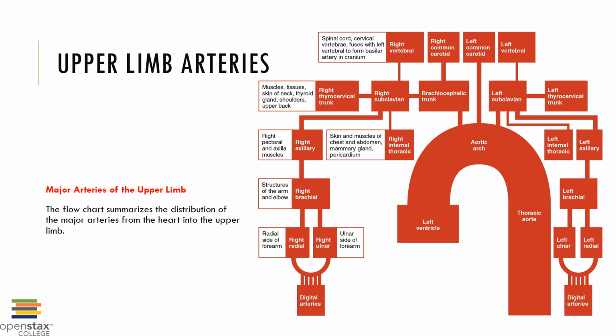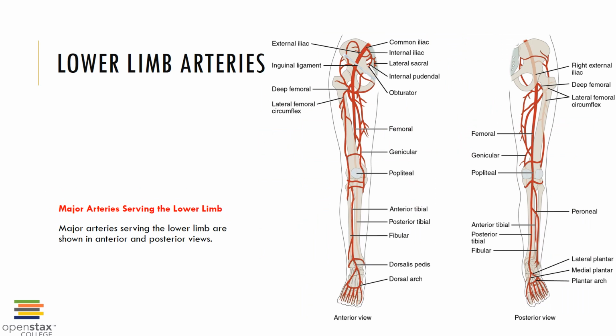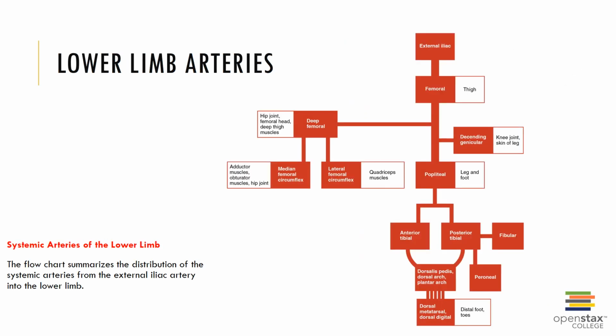Major arteries of the upper limb are shown here. Lower limb arteries are shown in this slide. And you can see the vessels in both the front and back of the leg. Here is a flow chart which summarizes those arteries or vessels for you.